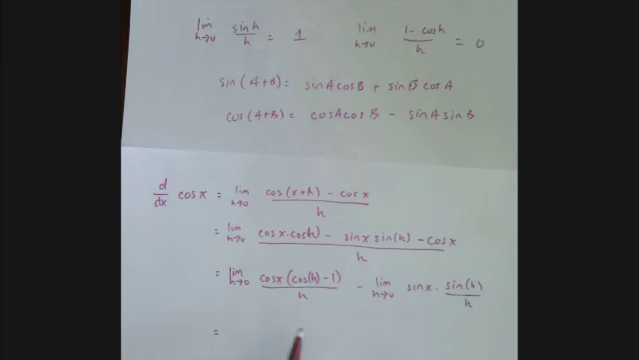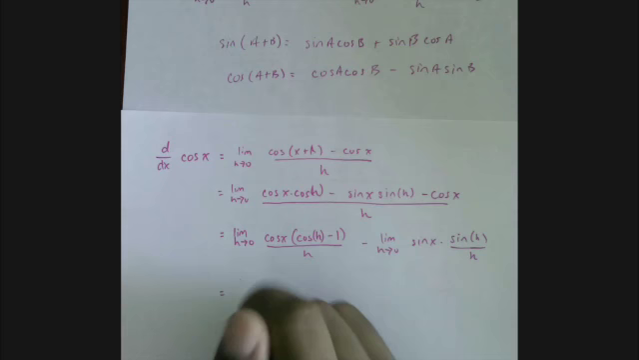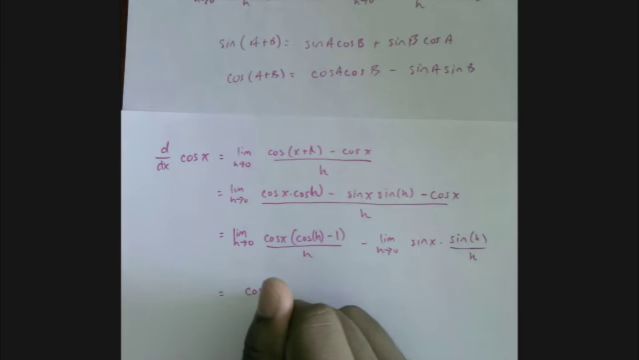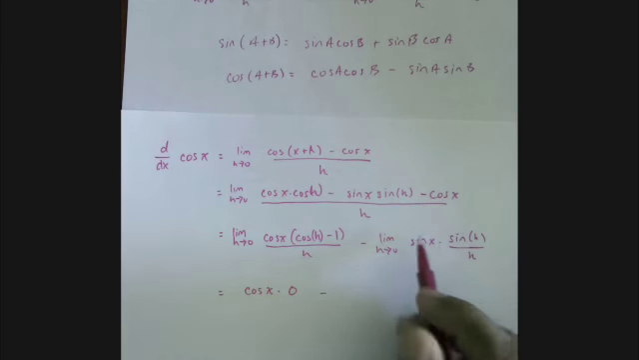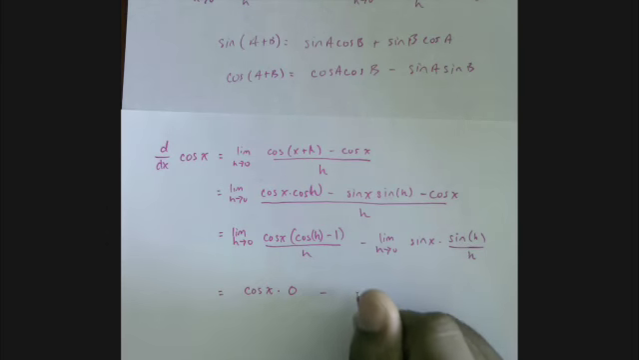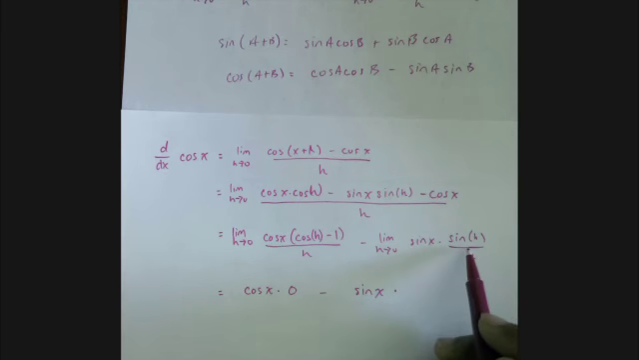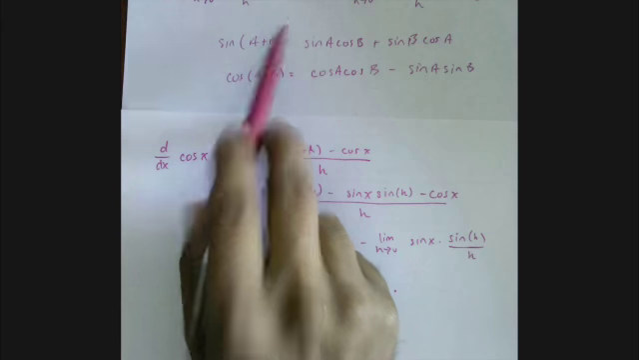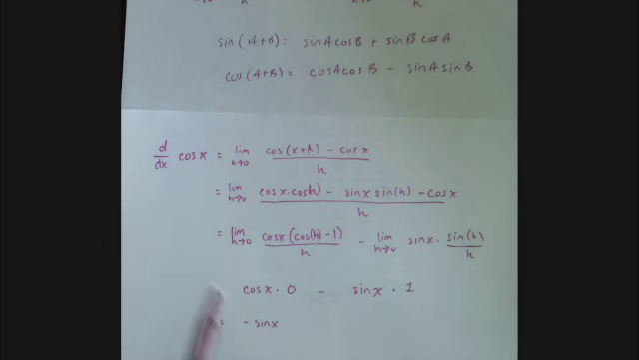Well, I'll spare you the work on this one because we already did this part in the last problem. The limit as h approaches 0 of (cosine h minus 1) divided by h, this value is equal to 0. So what I really have is cosine x times 0. And then I have minus, again, the sine x has no bearing on the actual limit, so it's going to be minus the sine x times the limit as h approaches 0 of sine h over h, which is equal to 1. So minus sine x times 1. And the bottom line here is we get negative sine x for the derivative of cosine x.